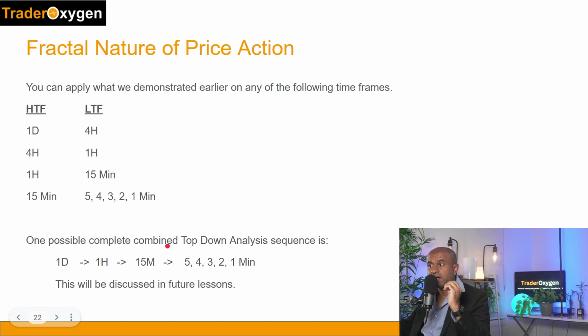And one possible complete combined top-down analysis sequence is you start with the daily and you find the daily trend direction, whether daily is uptrend or downtrend, and then you can go into 1 hour or 15 minutes and look into internal swing points, and then you can look into market structure shifts, and then you can go further down into 5 or even 3 to 1 minute and further refine your entries by looking into market structure shifts in these lower time frames. So this part will be discussed in the next few lessons showing real live trade examples. Okay, let's see what's next.